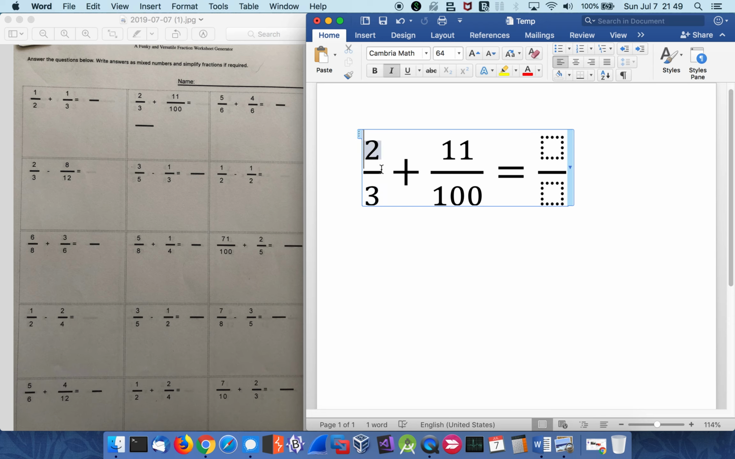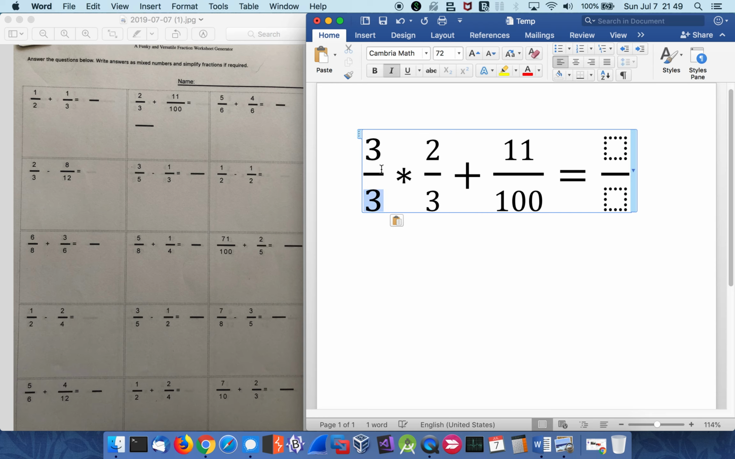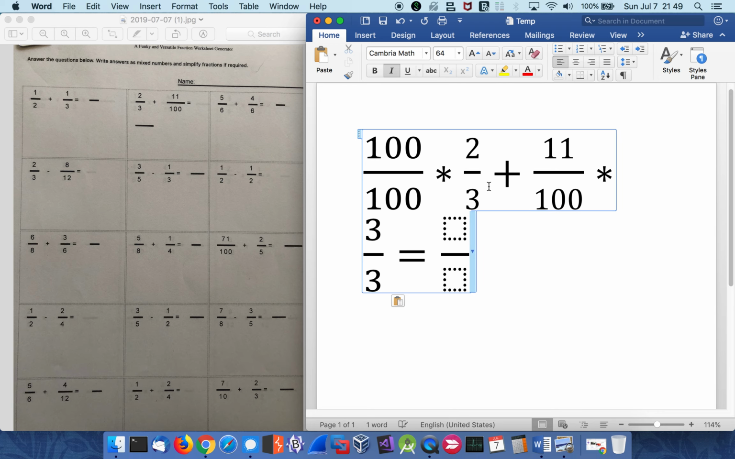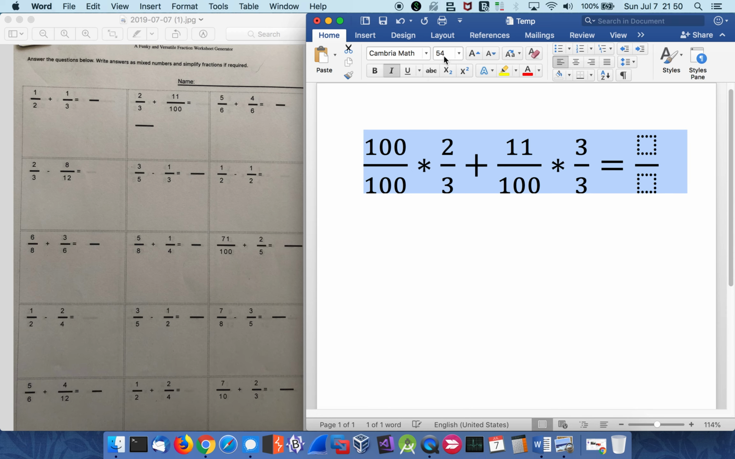So let's see if I can do this here. Times, and then I'll change this to 100 and that to 100. And then over here, we'll just use this denominator. So we'll multiply this one, and let me just shrink this down again. Let's do 54. There we go. Okay, so this is the original problem, and all I've done by multiplying this side, 3 over 3, is 1.